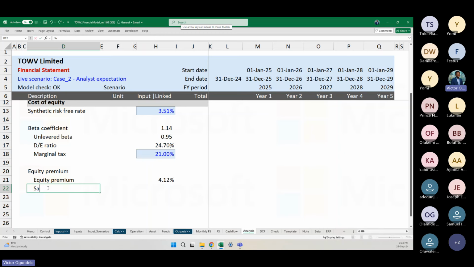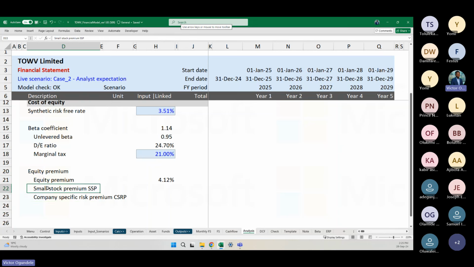Right. So now we also consider what we call small stock premium, SSP, and then we also consider what we call company specific risk premium, CSRP. Some call it firm specific risk premium or company specific risk premium. Okay.